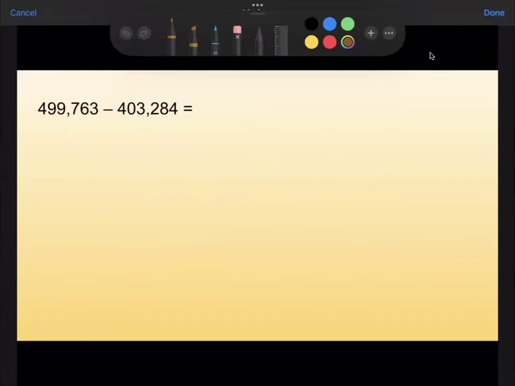Okay, here is our next one. 499,763 minus 403,284. Okay, so let's start by finding the number that has the most digits. Well, the first number has 6 digits and the second number has 6 digits. So it doesn't really matter as far as that goes which number I put on top. But since we're subtracting, you always want to put the larger number on top, which is usually the number listed first. So I'm going to go ahead and start with that number.